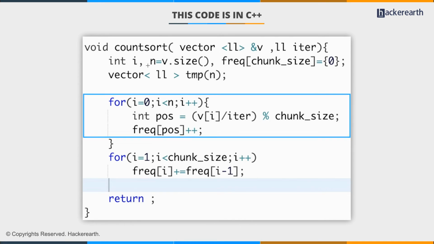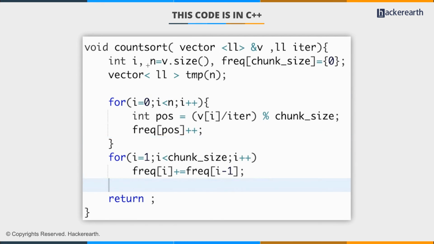Now, how do we determine the current chunk? We divide v of i by iter, and then take mod with the chunk size, that is, the next 5 digits. This gives us the weight of the chunk, and we increment the frequency for that particular weight. In the next step, as count sort functions, we store the partial sums. That is, after this step for each i, or each weight of the chunk, it will store the position of the ending of that chunk in the final sorted array.